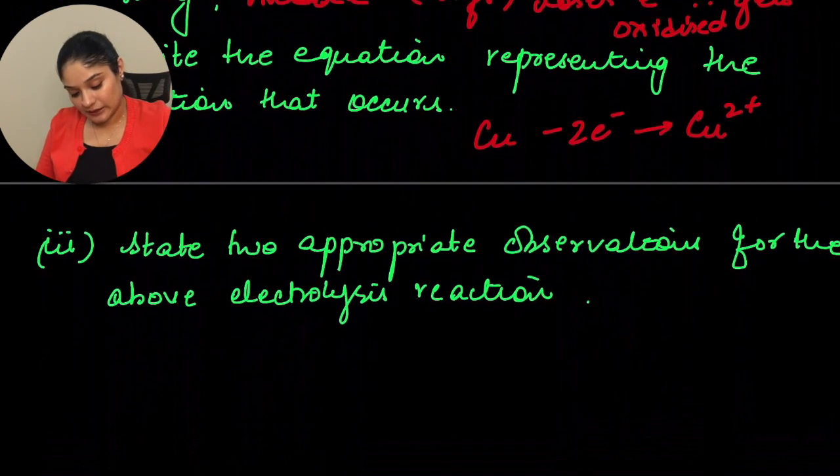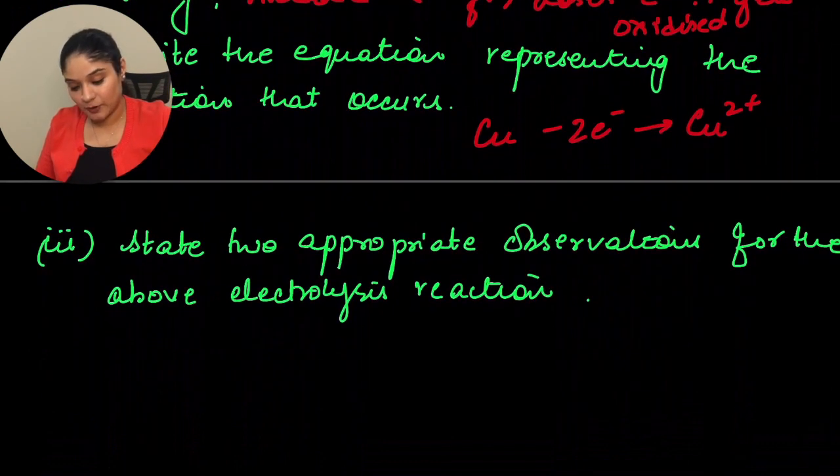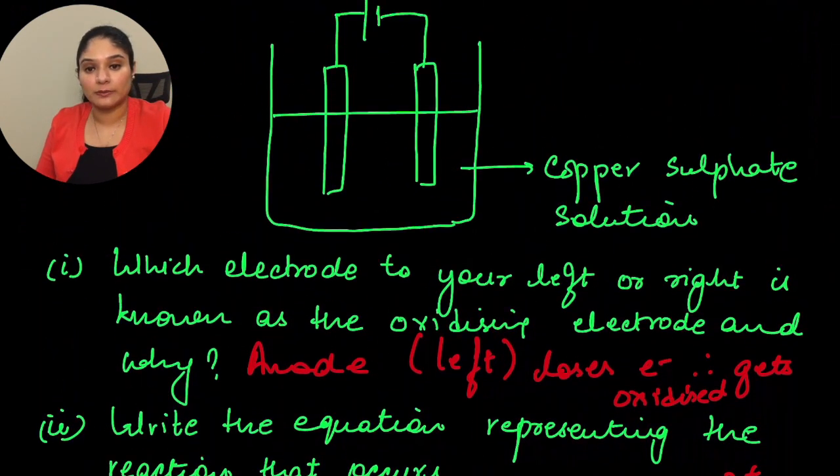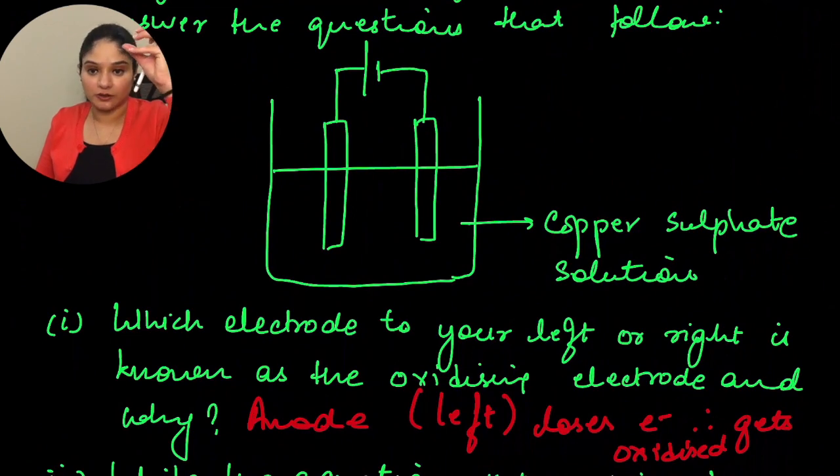The next is, state two appropriate observations for the above electrolysis reaction. So the two appropriate observations in this case will be that as your anode keeps giving away electrons and copper keeps coming out as an ion, the thickness of your copper anode will start decreasing, and the thickness of your cathode will start increasing because copper will start getting deposited at that position. The entire color of copper sulfate is blue, and eventually this blue color will start fading away.